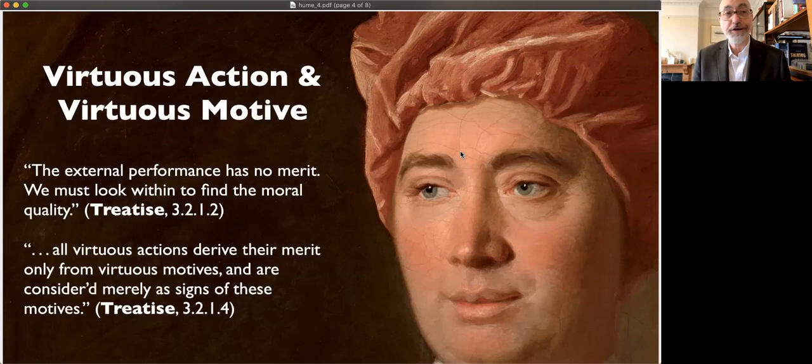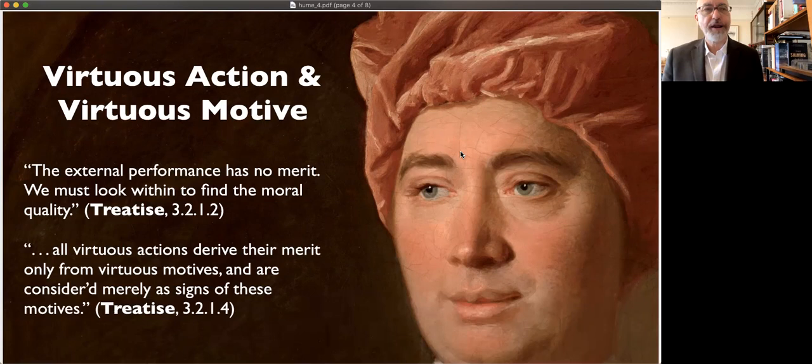Well, not only is the motive the primary object of moral approbation when we praise a person for acting as virtue requires, but it's also the primary object of moral disapprobation when we blame a person for not acting as virtue requires. So we blame a person who does not act virtuously for not being moved by the relevant virtuous motive.